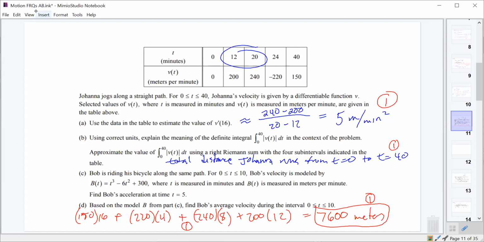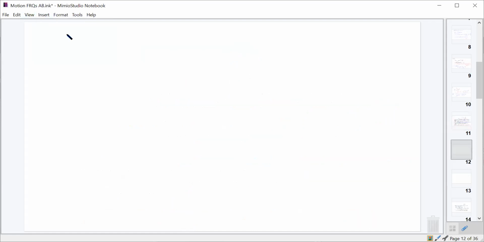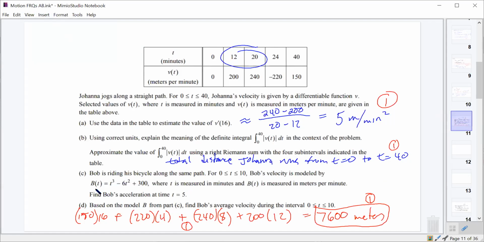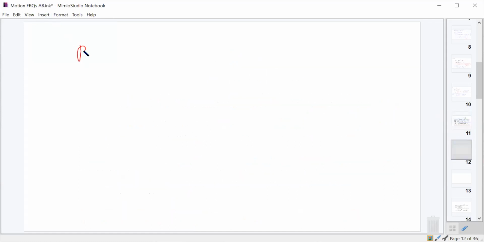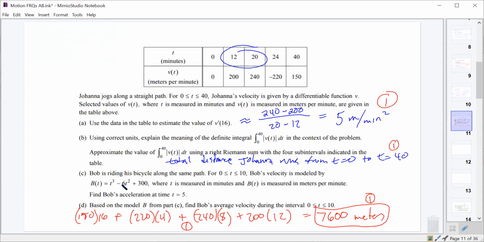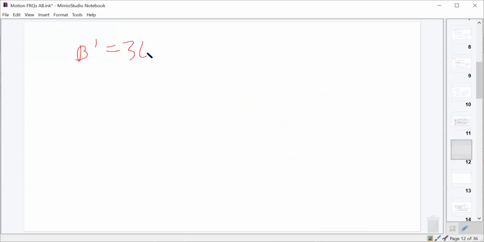So we'll say b prime of 5. So we're just looking for b prime to start with, which was 3t squared minus 12t. And at t equals 5, that ought to be 75 minus 60. So that would be 15.